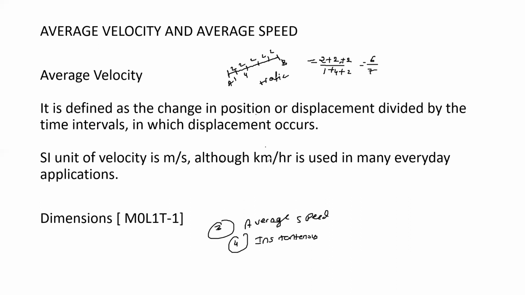Average speed. So how can we define average speed? We can define average speed as the total distance traveled divided by total time taken. Total distance divided by total time taken is called as what? Average speed. This average is a type of mean calculation only. So total distance divided by total time will give you the average speed.